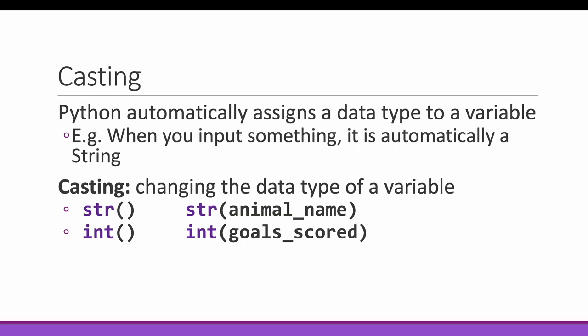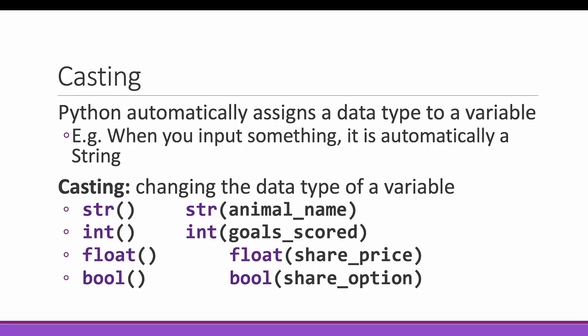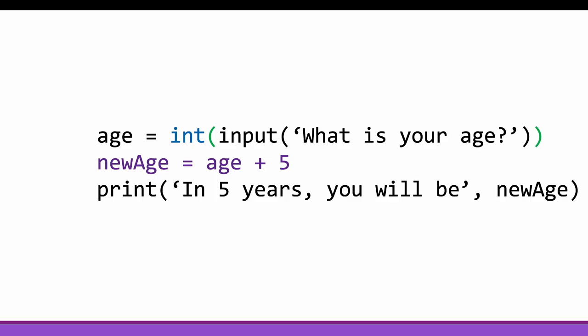Int, and we'll use this all the time, this turns anything into an integer, so we use this a lot with input, and we're going to look at an example of that next. Float turns something into a float, and that can be really useful again with input. And then bool changes something into a boolean. When it turns it into a boolean, it has to be true or false already. This one's not frequently used because normally you would just have it saved as a boolean already, but it is an option in Python.